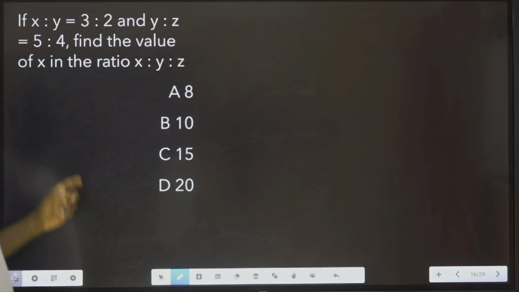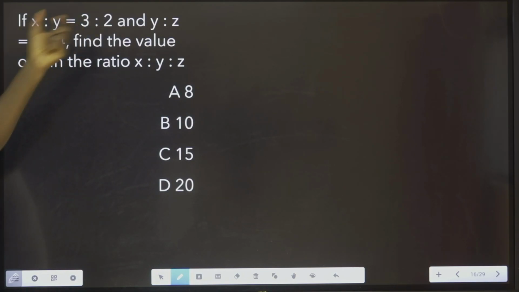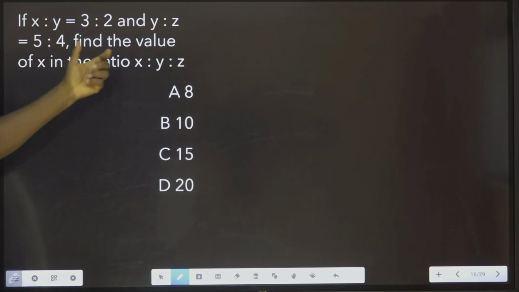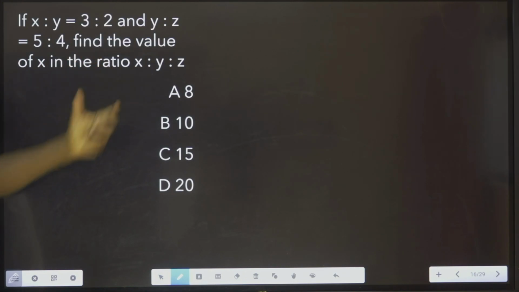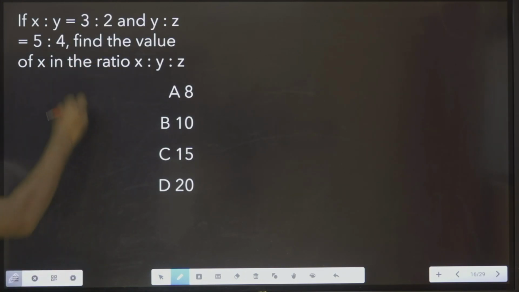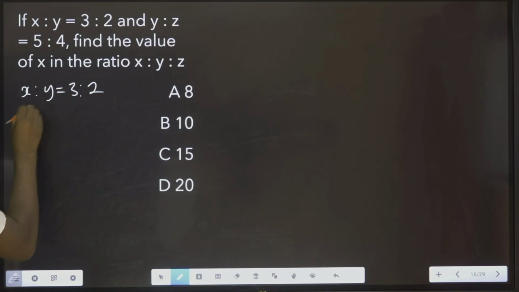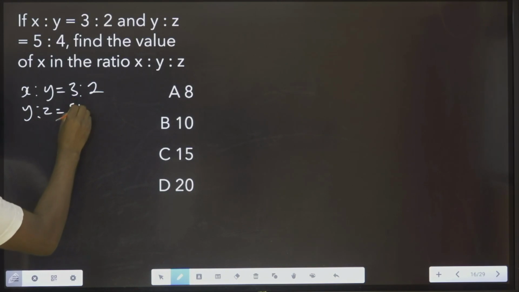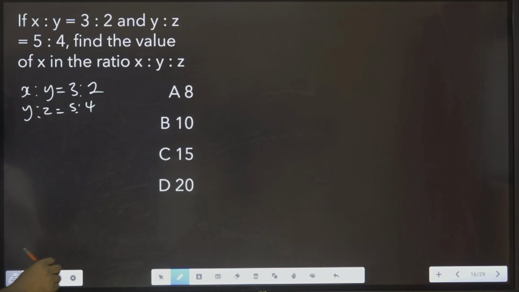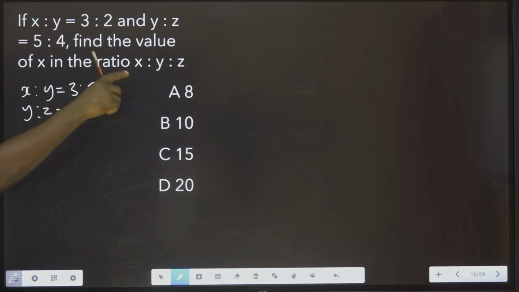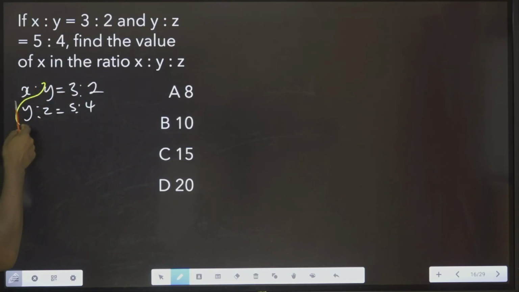Let's look at this one. It says, if this ratio is equal to this ratio and this ratio is equal to this ratio, find the value of X in the ratio of this. Okay? Now X to Y is 3 this. Y to Z is 5 this. Okay? Find the value of X in the ratio of this. So this must be the same because it's common among the two.